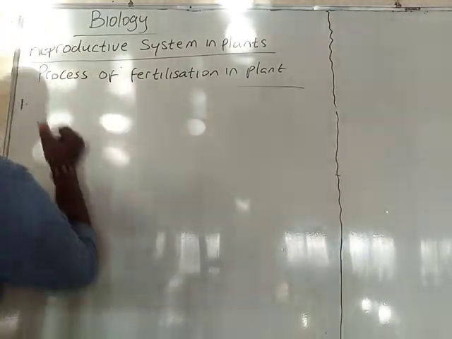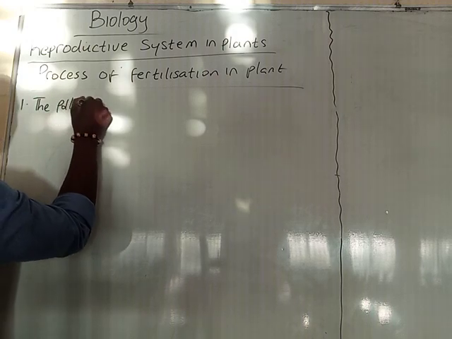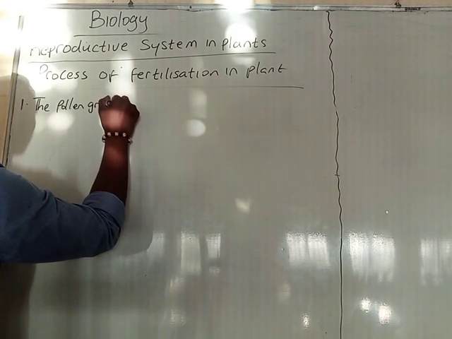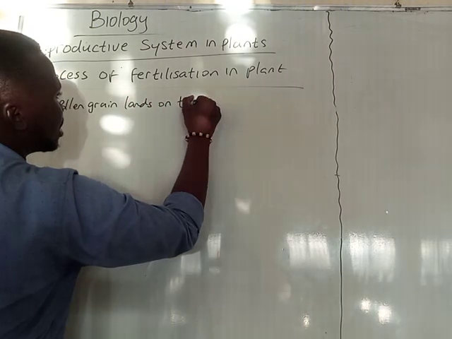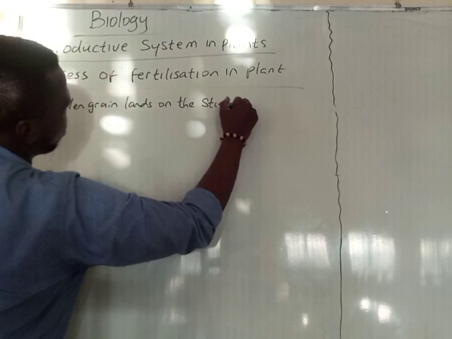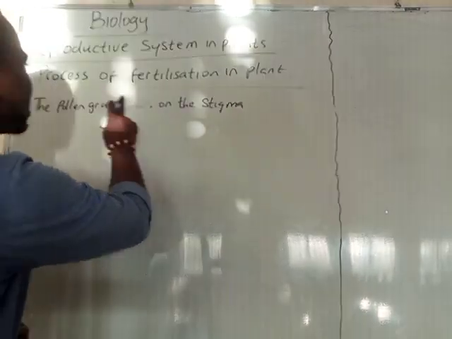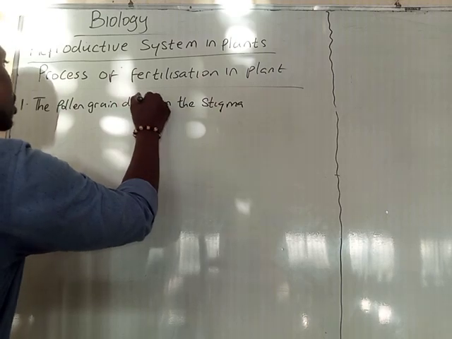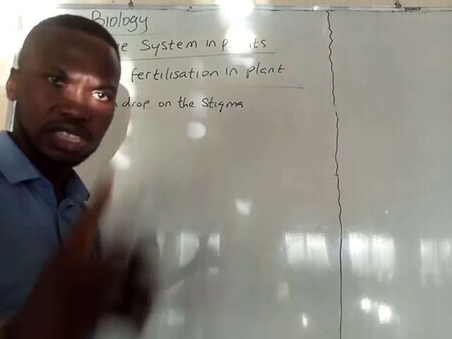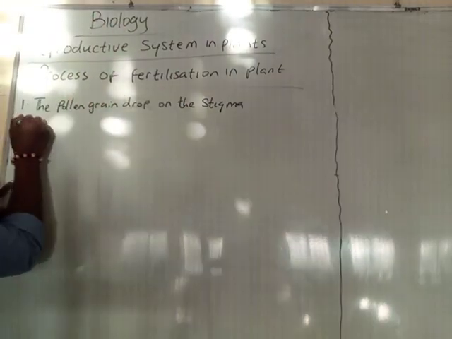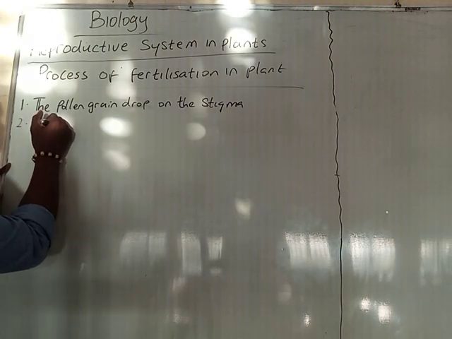That's the first step. The pollen grain lands on the stigma, or you can say drops. Let's use the word drop. I think drop is more of an action. It drops on the stigma. That's the first step. Number two, as it drops on the stigma, a pollen tube is formed.